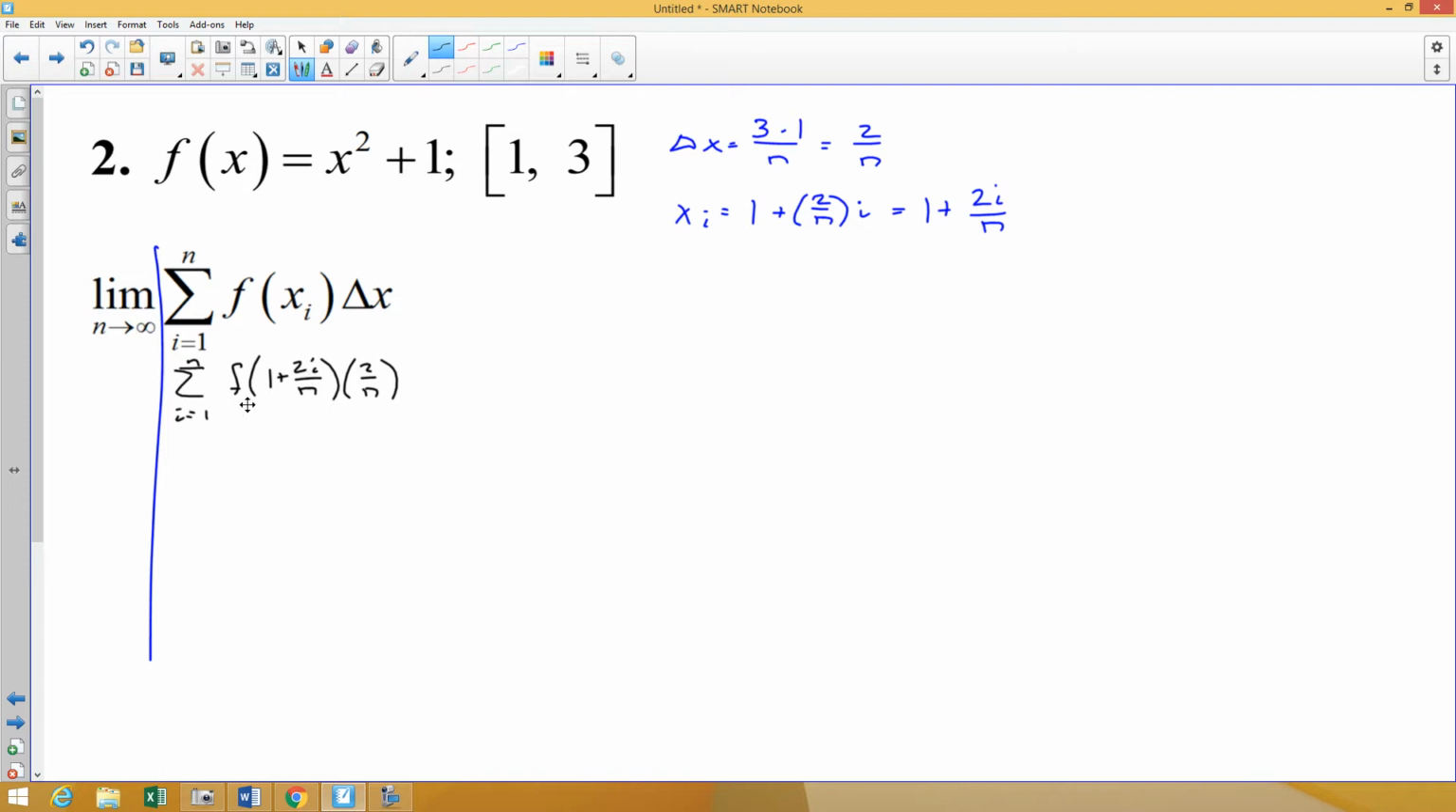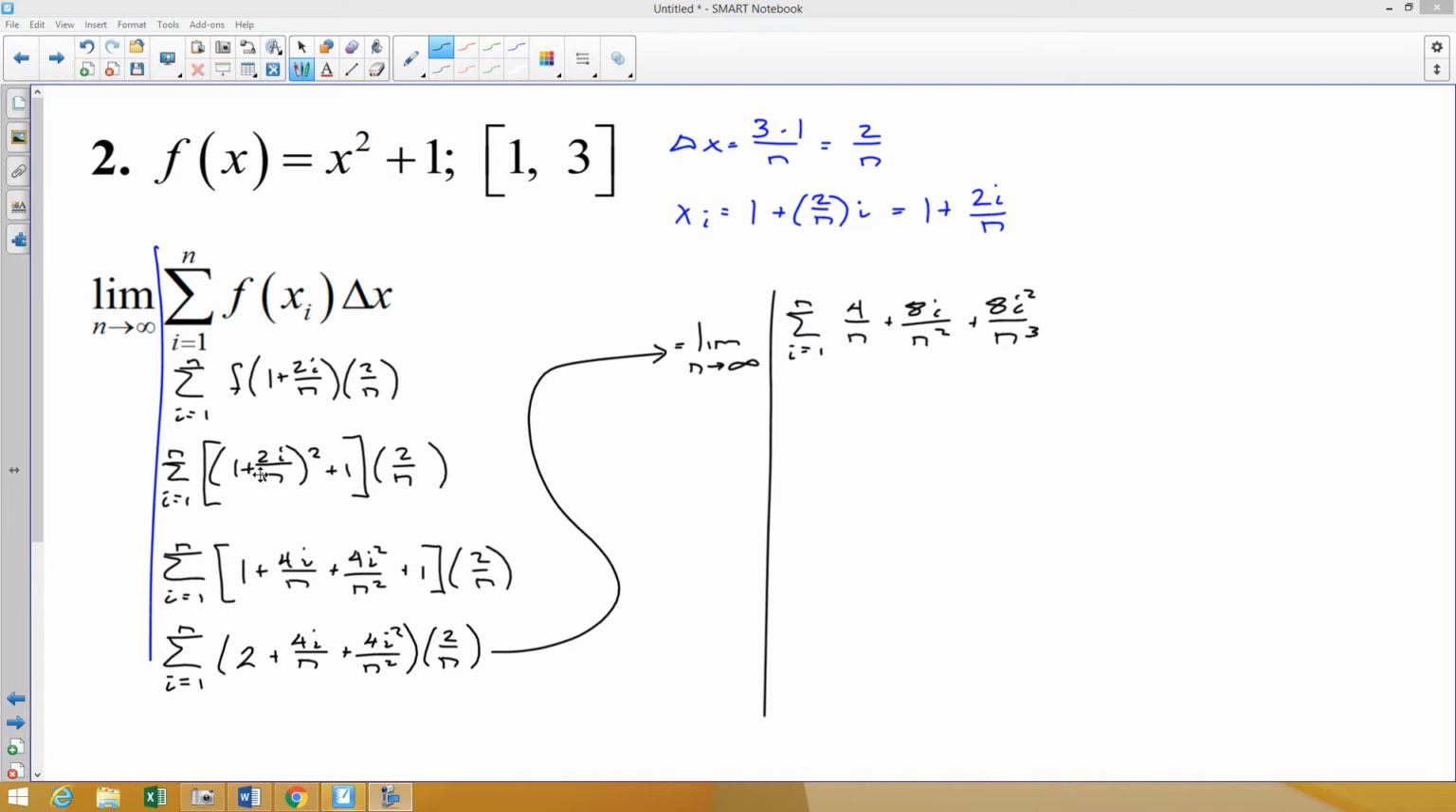And f of 1 plus 2i over n is going to be (1 plus 2i over n) squared plus 1, all of that. I'm just plugging the 1 plus 2i over n in for x here, and I still need to multiply that by 2 over n. And then we need to do a full expansion of (1 plus 2i over n) squared, and we need to clean all of this up, which I'm going to save you the boredom. I'm going to pause this and finish that up, and in about 2 seconds you will see what it simplifies to.